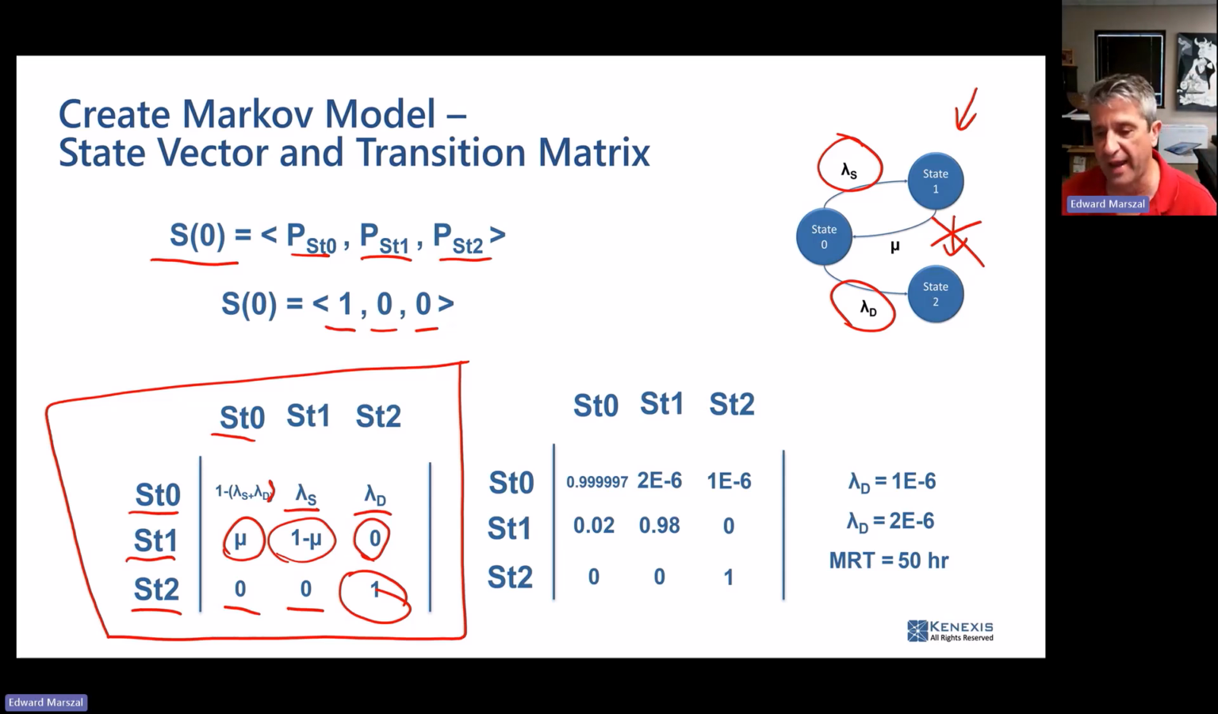Okay, so now if I put some numbers in instead of solving it analytically, you'll see this is my lambda. My lambda d is 2e minus 6. I'm sorry, more corrections to make. My lambda s is 2e minus 6. So this is lambda s, this is lambda d. This is going to be mu, where I'm just assuming a mean repair time of 50 hours to give me nice round numbers. And that's how you fill out your transition matrix.